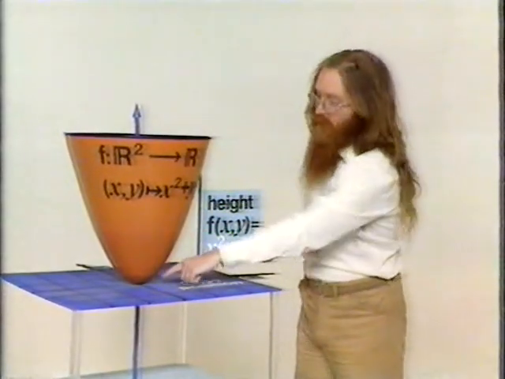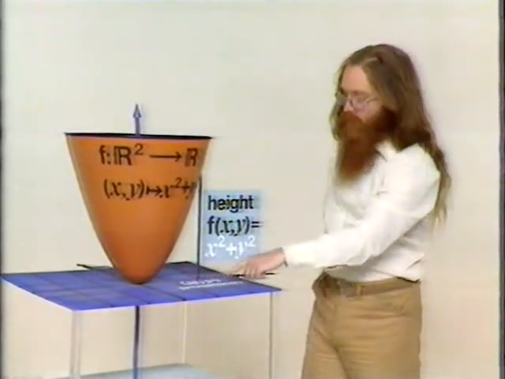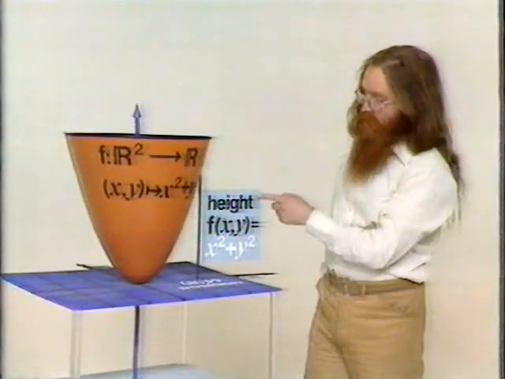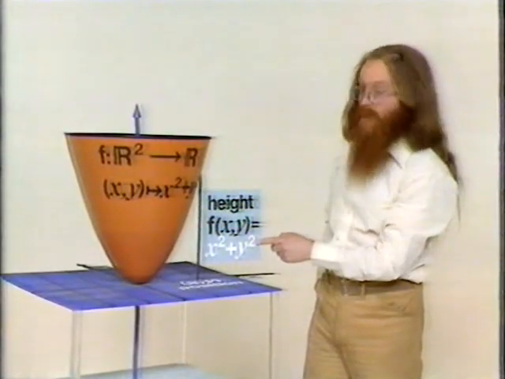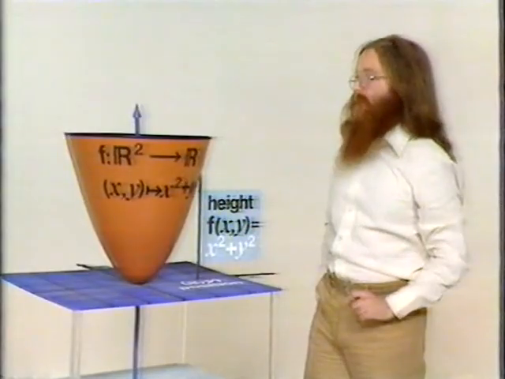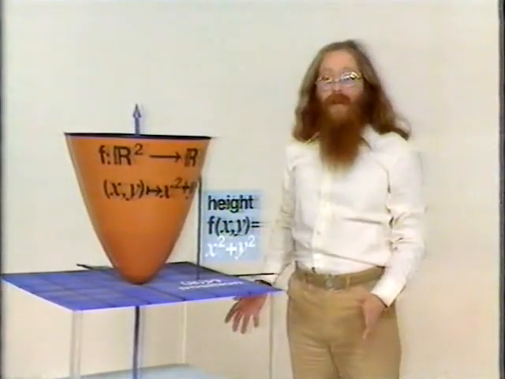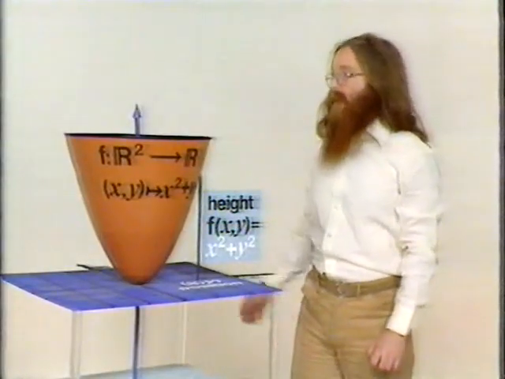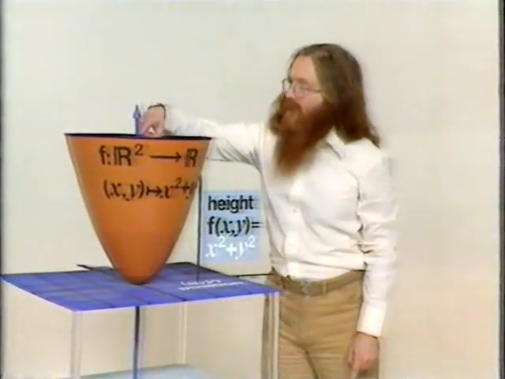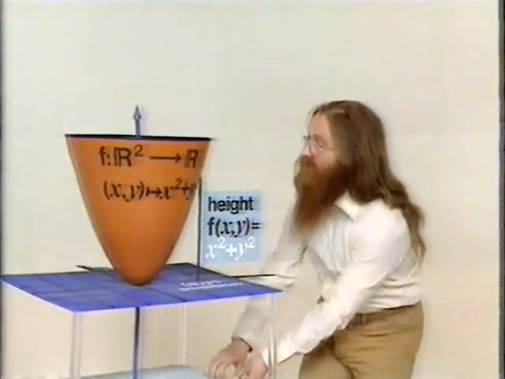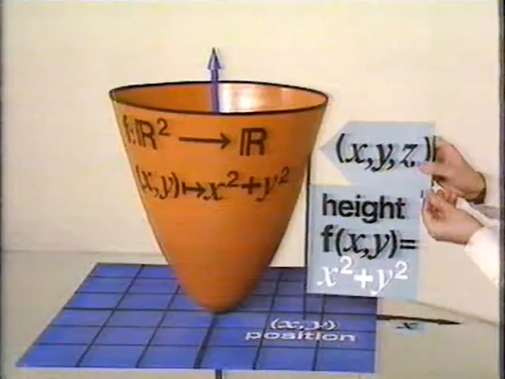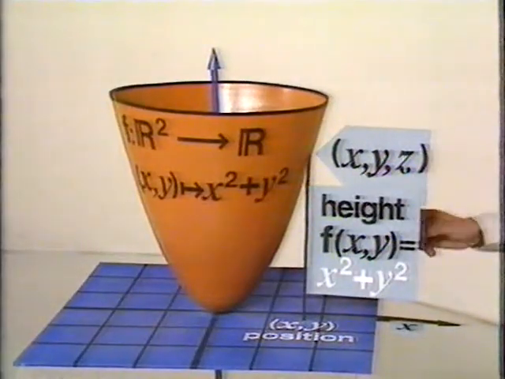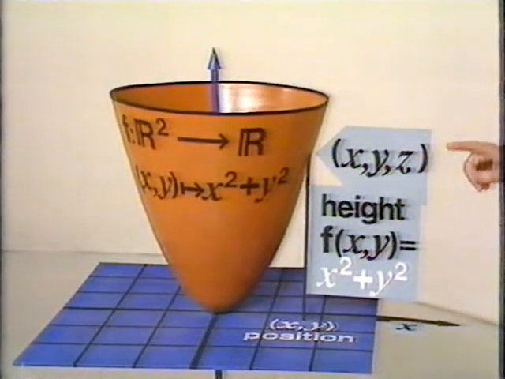That's because as we take points xy further and further from the origin, the height, that's the value of x squared plus y squared, keeps on increasing. Well, what we've actually done here is to represent our function as a set of points in 3 space. And if we call this axis the z-axis, then a typical point on the surface has coordinates x, y, and z, where now z, the height, is constrained to equal f of xy.